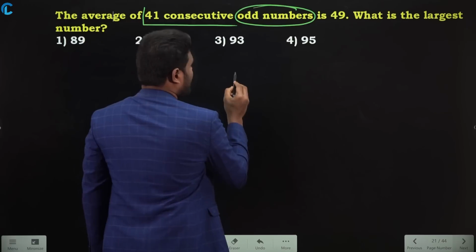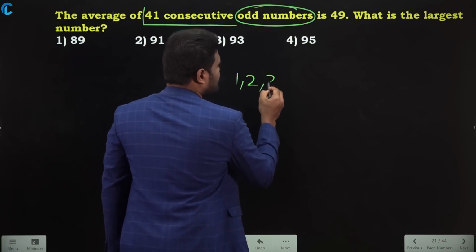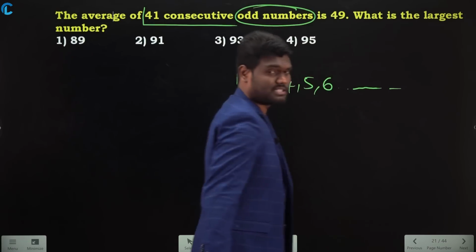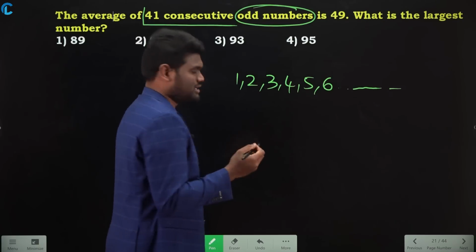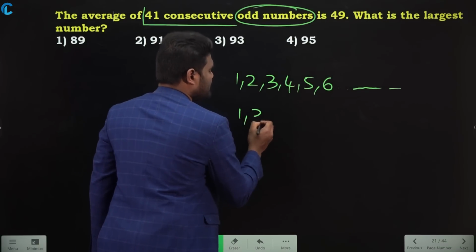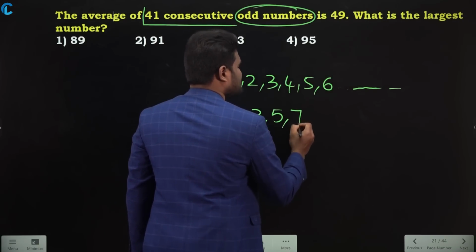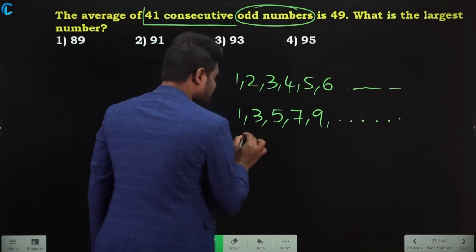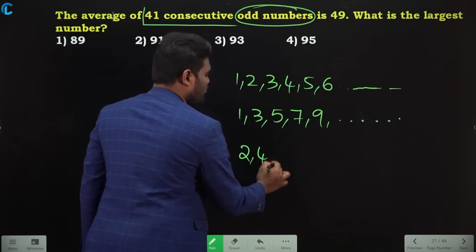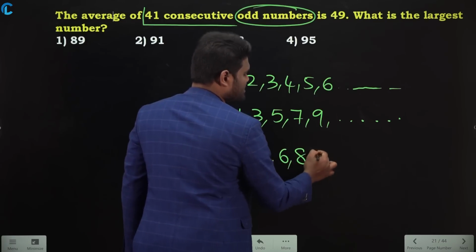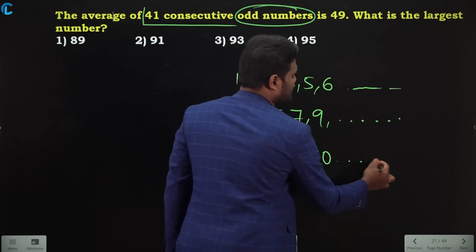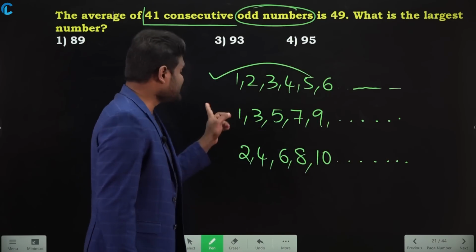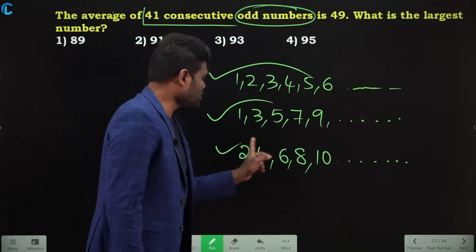Consecutive numbers means, look here. Consecutive numbers means 1, 2, 3, 4, 5, 6, so on. These are like consecutive numbers. If it is like odd numbers or even numbers, look here. Odd numbers means 1, 3, 5, 7, 9, so on. Yes or no? These are like consecutive odd numbers. If it is consecutive even numbers, 2, 4, 6, 8, 10, so on. These are like consecutive even numbers. Okay? These are like consecutive numbers. These are consecutive odd numbers. These are consecutive even numbers.